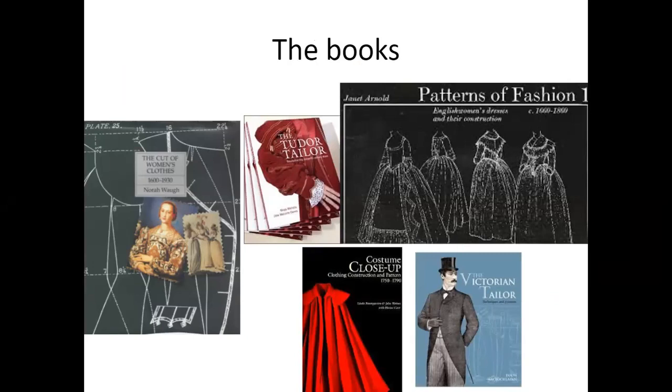Janet Arnold is very famous in historical costuming. She is an English woman who has actually gone into the museums and done measurements of the actual clothing with her little white cotton gloves. She does intricate drawings of what the inside of those garments look like, and then has laid out the patterns for those. The Tudor tailor, the Victorian tailor, there are lots of books like that that talk about also how they were constructed, what types of fabric they used, and then also has patterns in them. So there are lots of really good books that you can use.